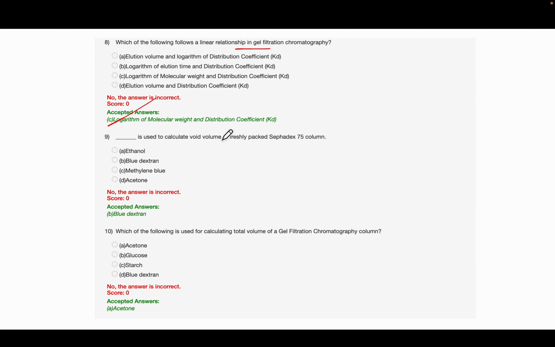What is used to calculate void volume of a freshly packed Sephadex 75 column? The void volume you can calculate using blue dextran. Which of the following is used for calculating total volume of a gel filtration chromatography column? The total volume you can calculate using acetone. So the void volume can be calculated using blue dextran, and the total volume can be calculated using acetone.